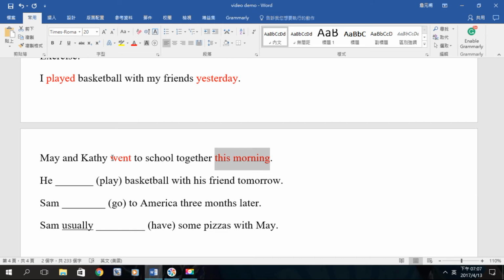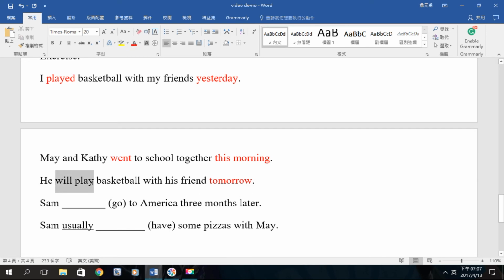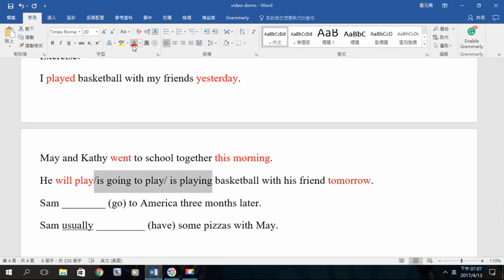Example number 3, tomorrow. That's the future tense. So the answer is he will play basketball with his friend tomorrow. So that's one possible answer. You can also say he is going to play basketball with his friend tomorrow, or he is playing basketball with his friend tomorrow, depending on how sure, how positive you are. So these are the three possible answers.